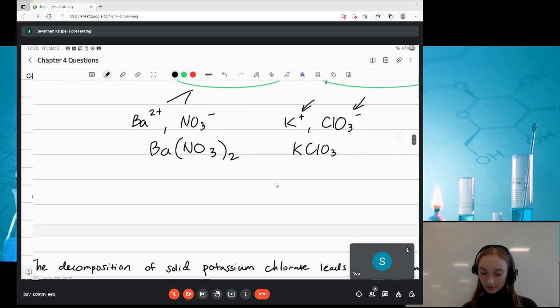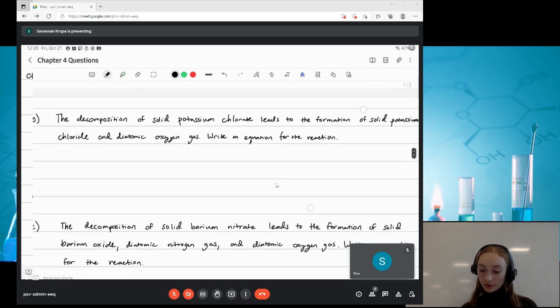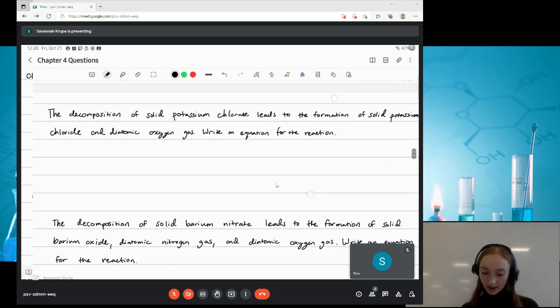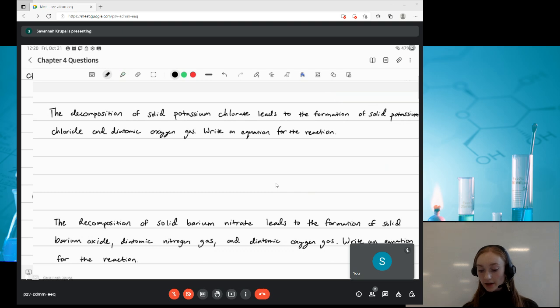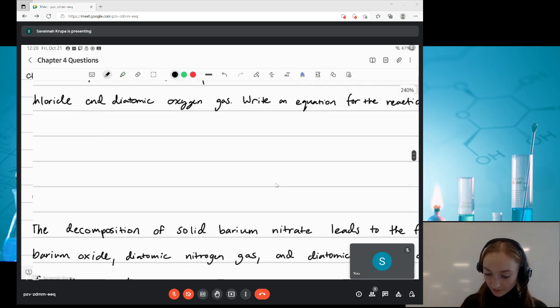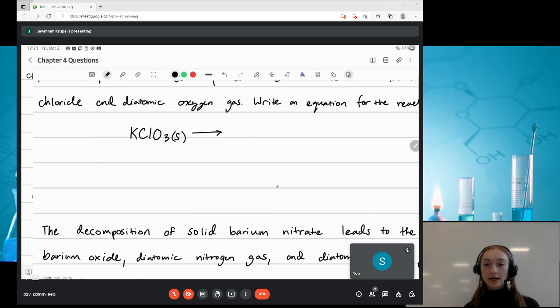Okay, so B says the decomposition of solid potassium chlorate, so that's what we just worked with, leads to the formation of solid potassium chloride and diatomic oxygen gas. Write an equation for the reaction. Okay, so the solid potassium chlorate, that's what we just worked with. And we know the formula for that is KClO3, and it says that it's solid in that problem. And it also says that it forms a solid potassium chloride and diatomic oxygen gas.